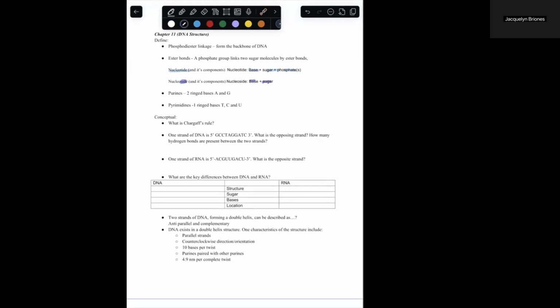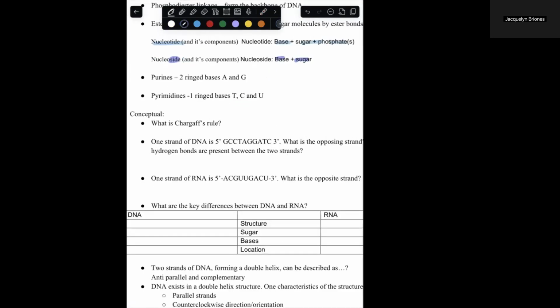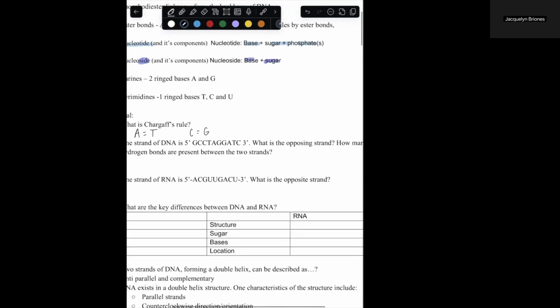Now, what is Chargaff's rule? This basically is just saying that the amount of A's is equal to the amount of T's and the C's are equal to the amount of G's. You can see this multiple ways, like this too. As long as the base pair is on the other side of the equal sign, it's right. Just be careful. Remember your base pairing: A to T and C to G.